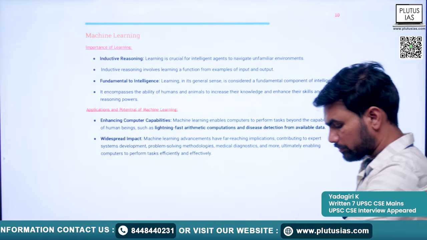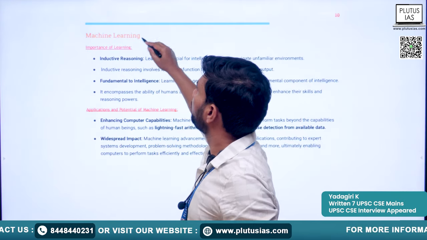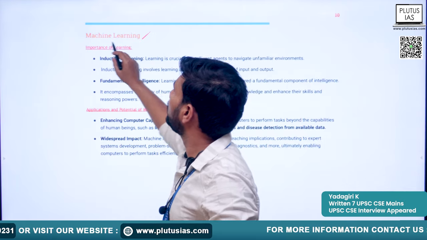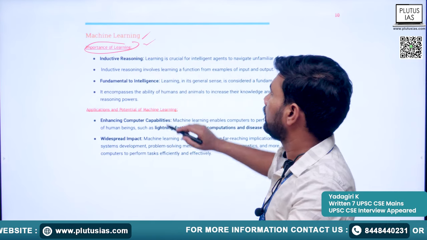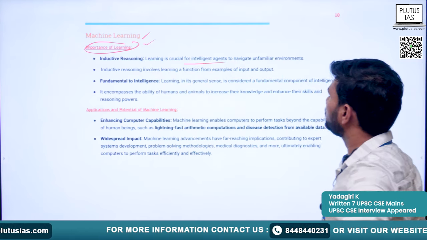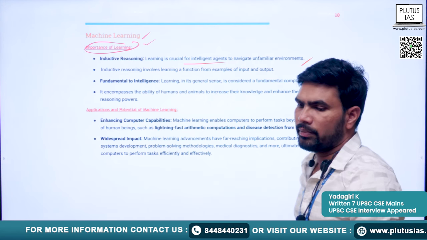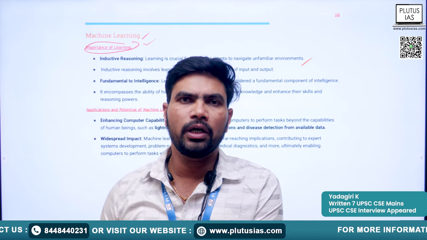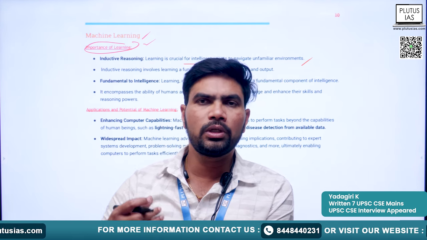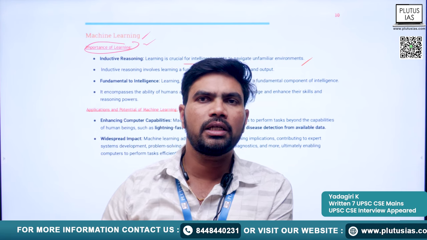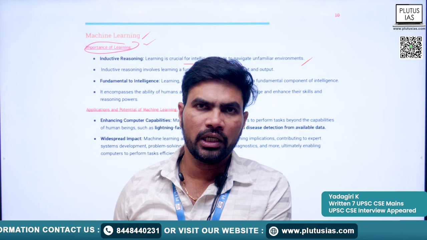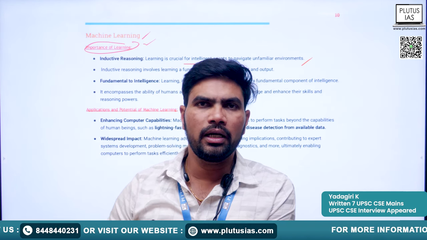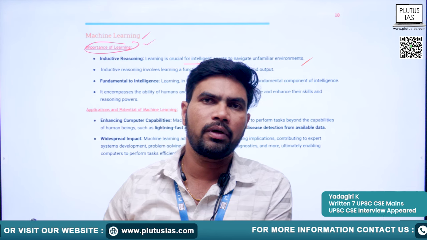Next one is machine learning. If we understand the importance of machine learning, right? Learning is crucial for intelligent agents to navigate unfamiliar environments. One important capability of human beings is learning things. Whatever he or she sees, they learn and they put that learning to application wherever it is required. So basically in artificial intelligence also, the machines are learning things and they will put that information wherever it is useful.